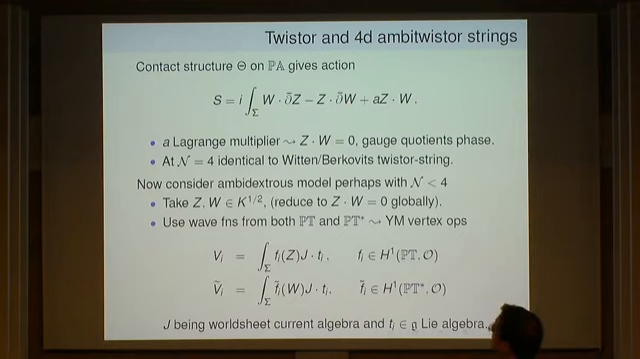Now, with n equals 4 supersymmetry, this is actually essentially identical to the Berkovits-Witten twistor strings. You can integrate by parts there. Here it does have w dot d bar z, but Z dot W is 0 anyway. So it's essentially equivalent to the Berkovits-Witten twistor string.